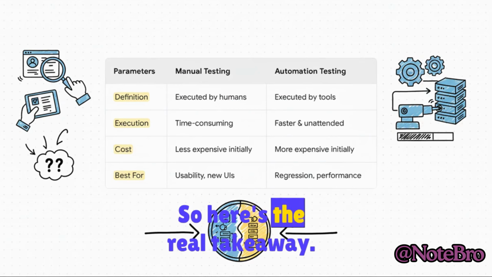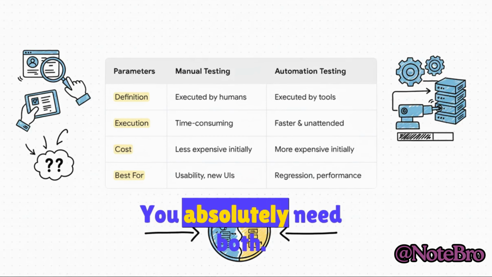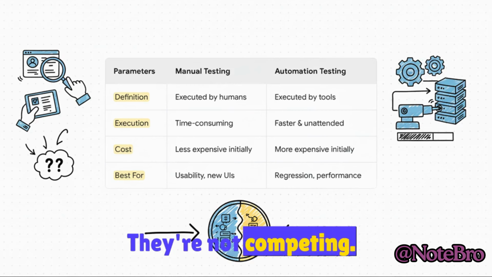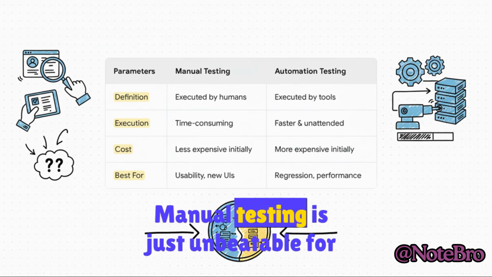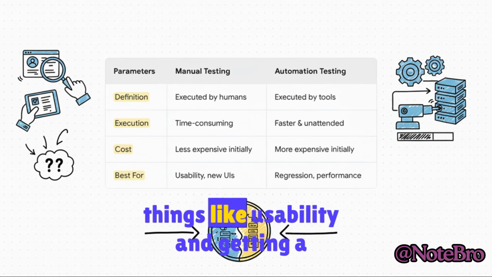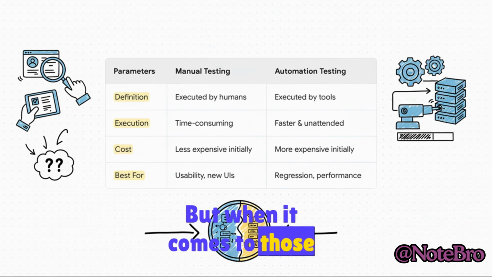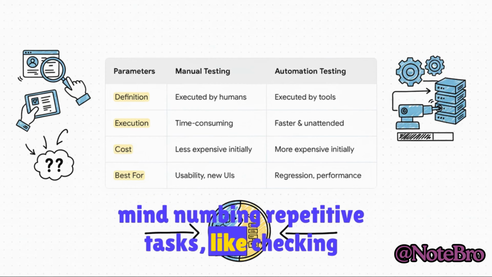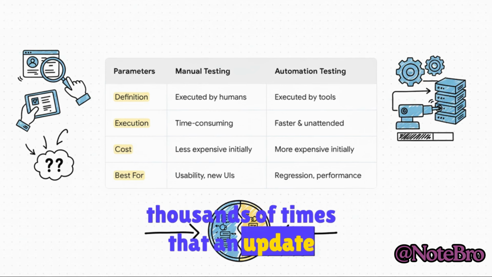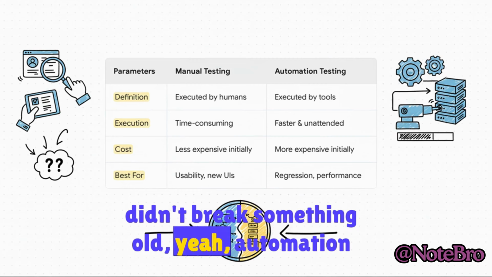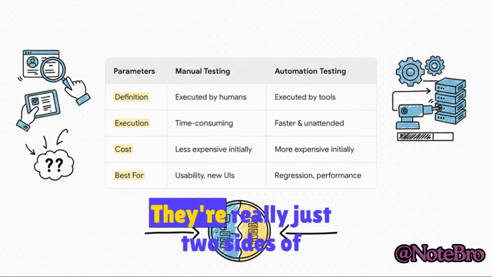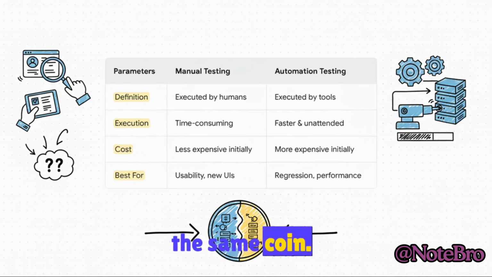So here's the real takeaway. You absolutely need both. They're not competing, they're partners. Manual testing is just unbeatable for things like usability and getting a feel for new features. But when it comes to those mind-numbing, repetitive tasks, like checking thousands of times that an update didn't break something old, yeah, automation is the clear winner there. They're really just two sides of the same coin.